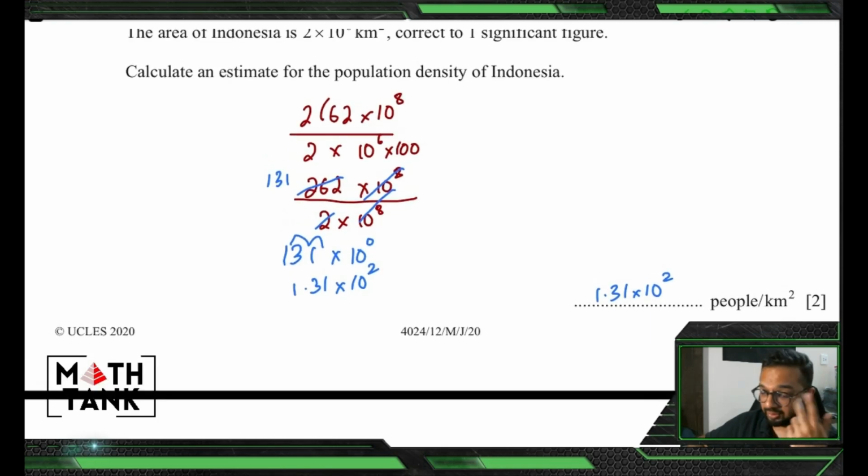Calculate an estimate. Oh, it says I don't even need to give it in standard form, so I could just say 131. Okay, that's easy. 131 people per square kilometer.